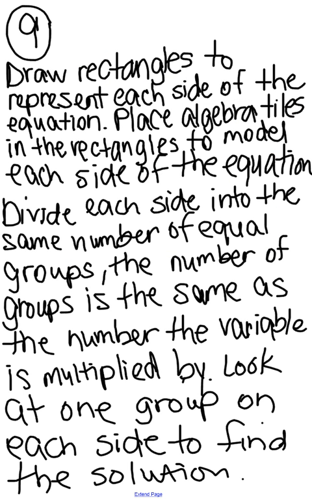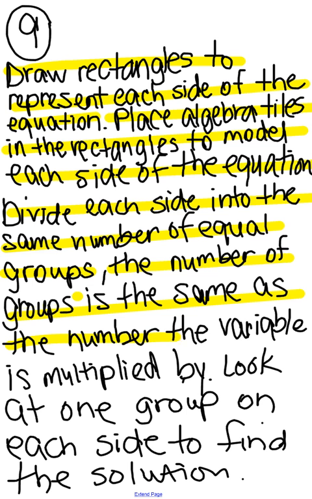I highlight. Draw rectangles to represent each side of the equation. It's your first step. Place algebra tiles in the rectangles to model each side of the equation. Divide each side into the same number of equal groups. The number of groups is the same as the number the variable is multiplied by. Look at one group on each side to find the solution.